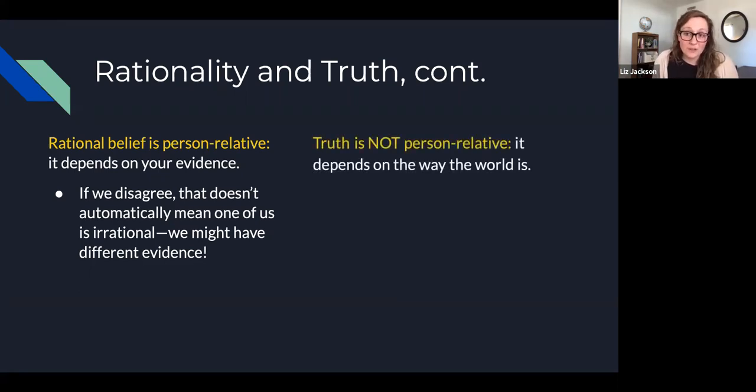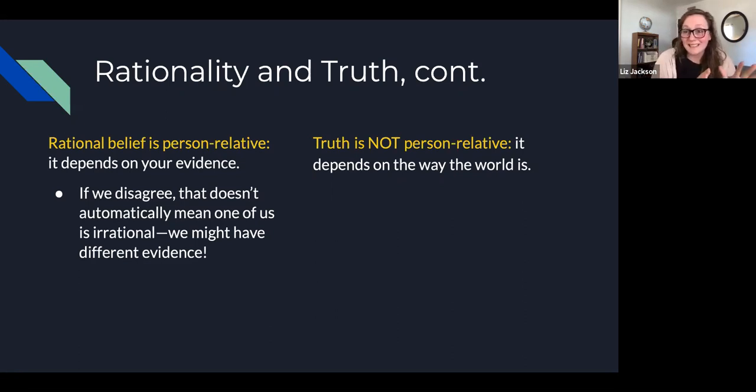Truth is different. Truth is not person relative, because remember, truth is correspondence to the world. So truth depends on the way the world is. So if we disagree about whether it's going to rain tomorrow, one of us is right and one of us is wrong. This is different than rationality.